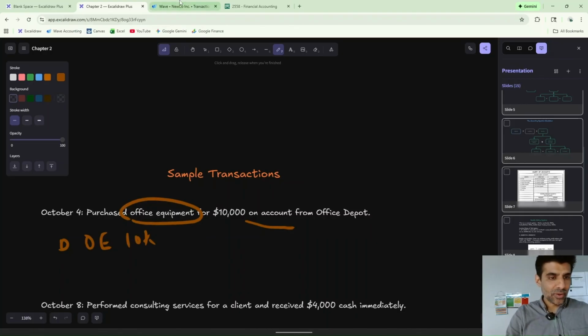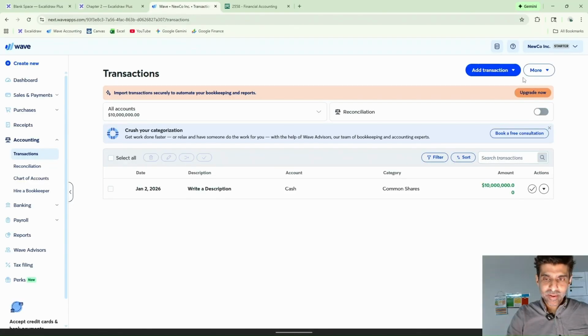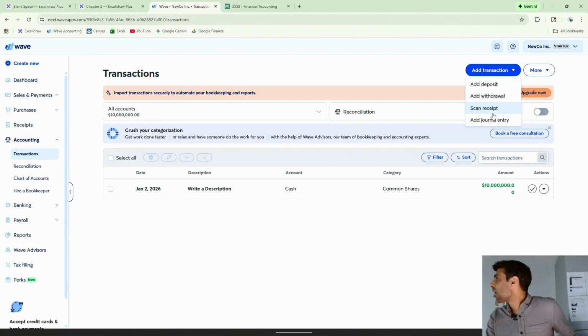Okay. So if I go to my software, if I go to add transaction, there's different ways to do it. The modern accounting software is integrated with your bank account, right? They'll download all the bank account transactions that you have. So if it's coming from your bank account, what is definitely one account involved in every transaction in your bank account?